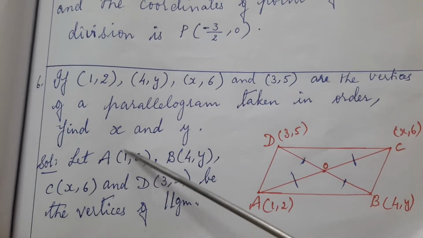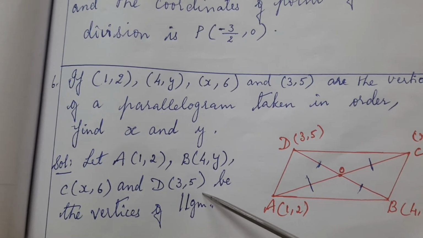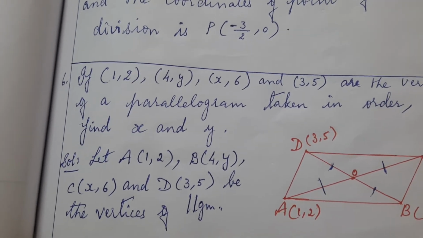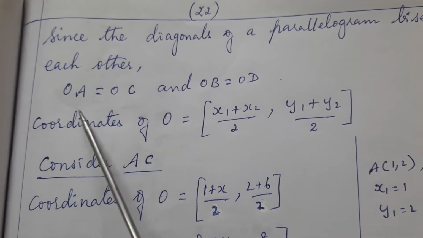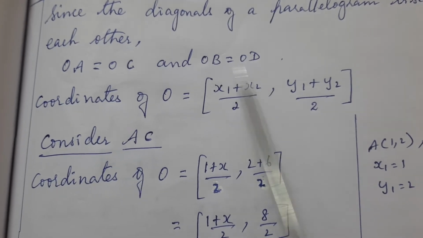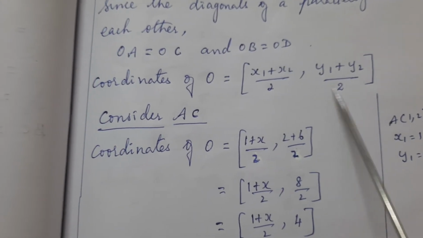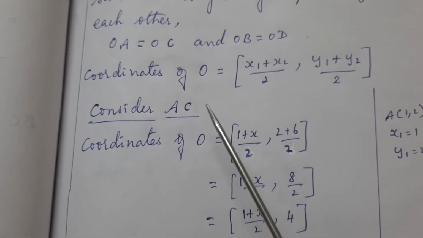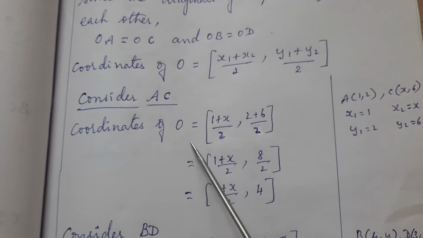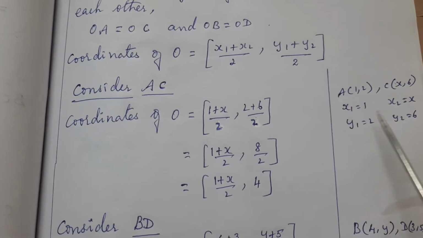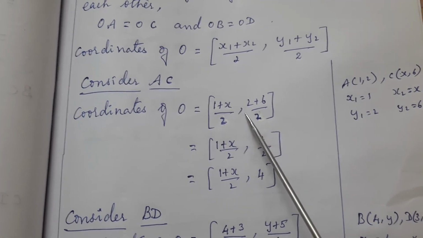So let us assume A of 1 comma 2, B of 4 comma y, C of x comma 6 and D of 3 comma 5 be the vertices of a parallelogram. Since the diagonals of a parallelogram bisect each other, OA is equal to OC and OB equal to OD. Now the coordinates of O, I said the point of intersection is O, are x1 plus x2 by 2 and y1 plus y2 by 2. So when you consider AC, A is x1 y1 and C is x2 y2.